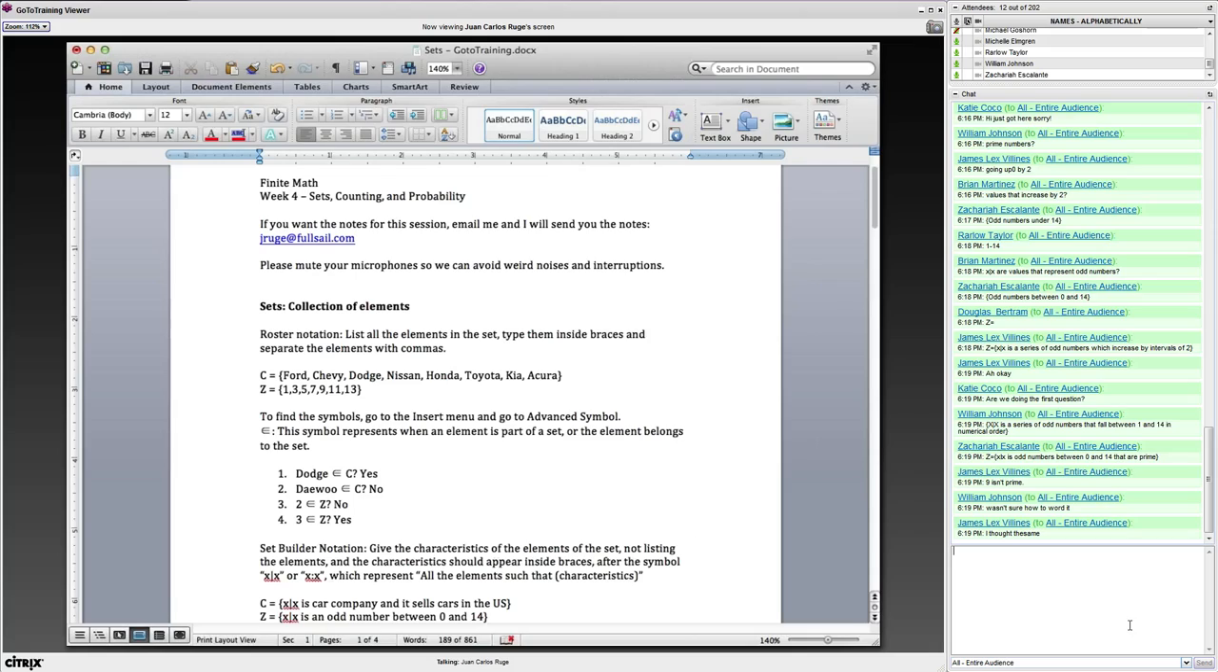You don't have to say anything else. In numerical order, it doesn't matter. The order doesn't matter here. When we're talking about sets, the order doesn't matter. Give the characteristics that represent the numbers. So many people were forgetting this part, between 0 and 40.